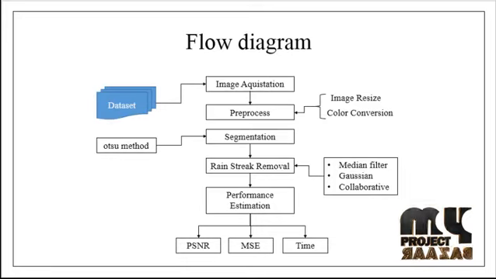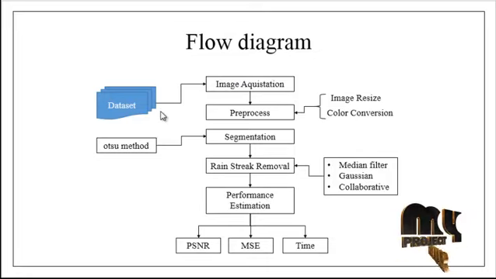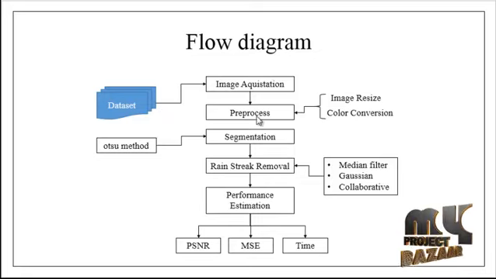Now we are going to discuss the overall working flow of this process. This process has modules such as image acquisition, pre-processing, segmentation, rain streak removal, and finally the performance estimation. At first, the image acquisition. The input image is taken from the dataset. In this dataset there are several rain streak images. After getting any one image from the dataset, we move on to the second stage of the process.